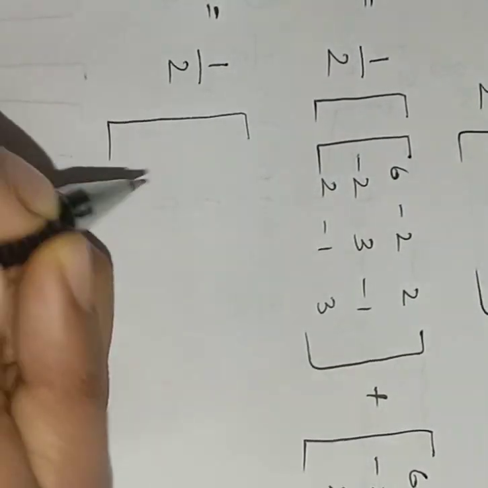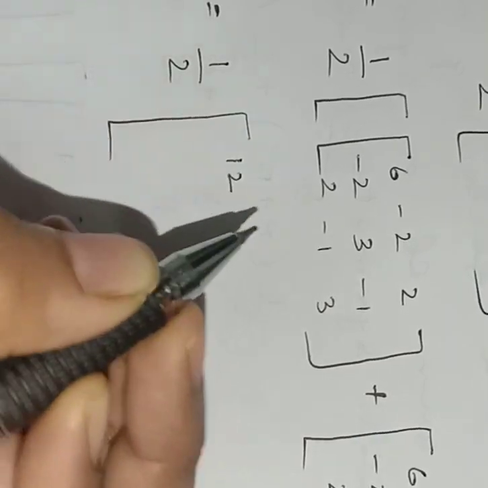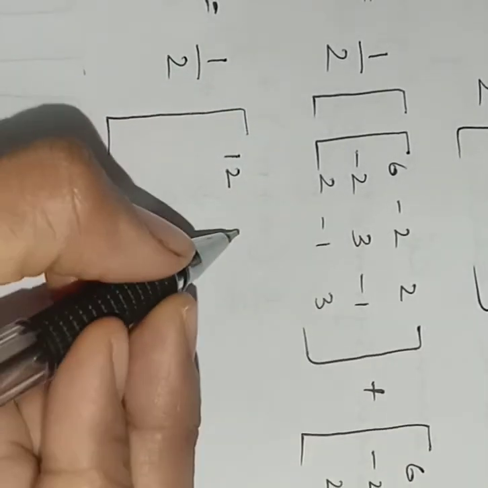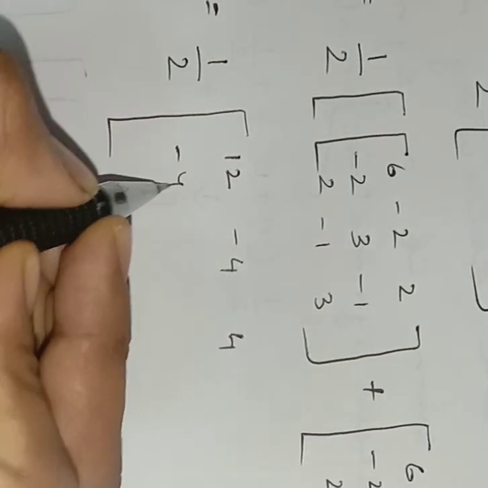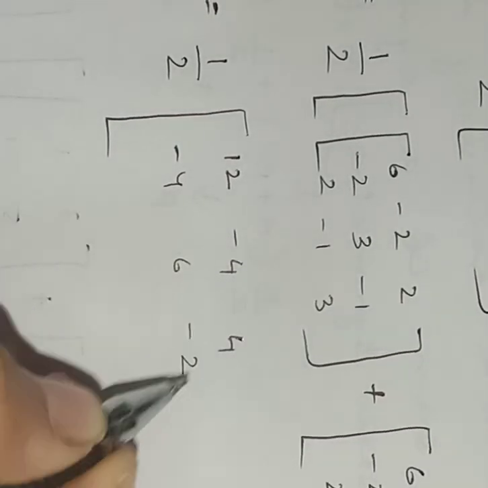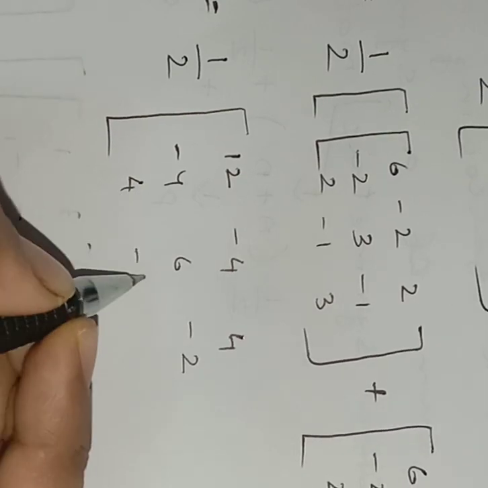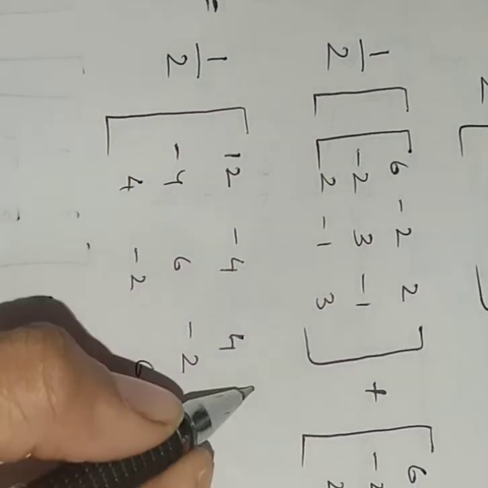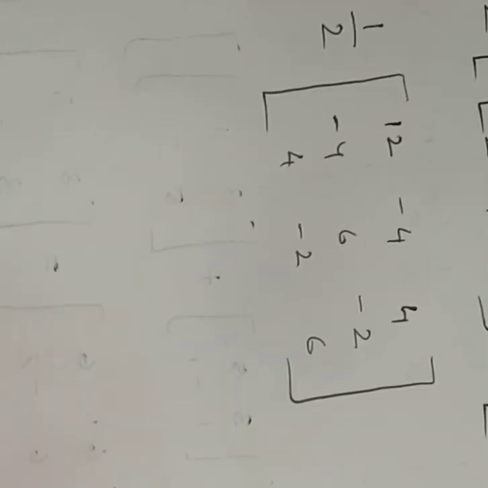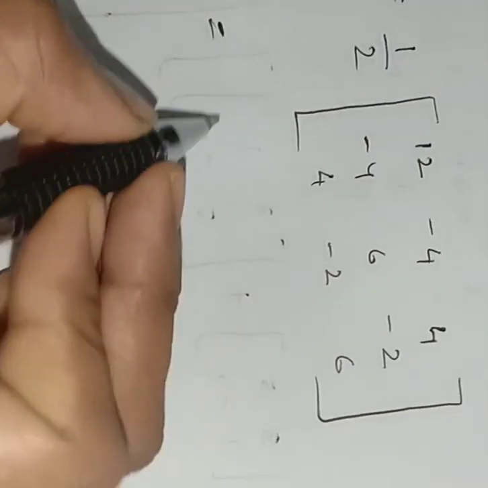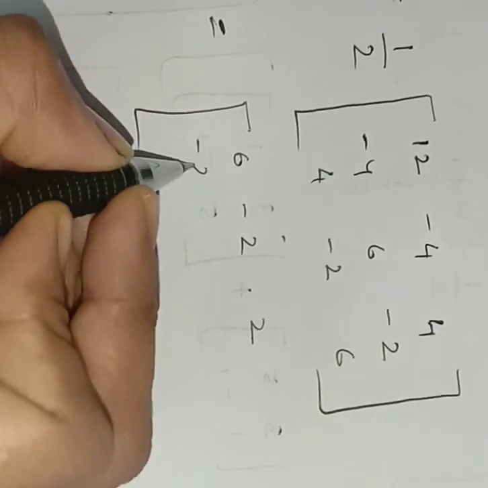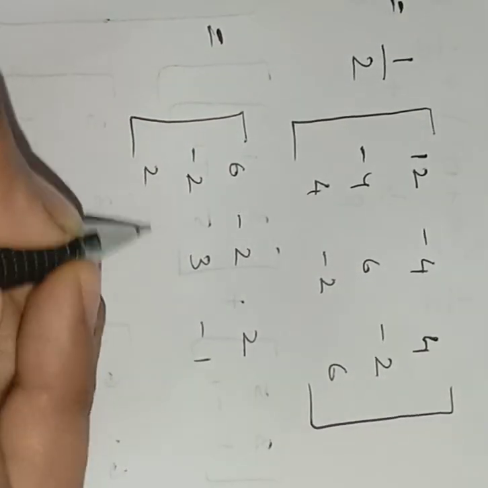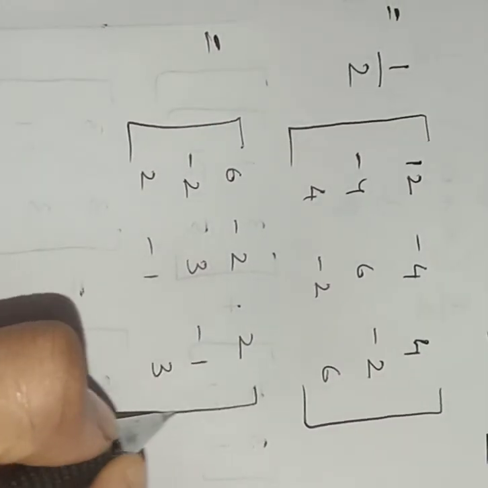A plus A dash. 6 plus 6 is 12. Minus 2 plus minus 2 is minus 4. 2 plus 2 is 4. Minus 4, 6 minus 2 is 4, minus 2, 3 plus 3 is 6, right? If you want, you can divide this by 2: 6, minus 2, 2, minus 2, 3, minus 1, 2, minus 1 and 3. This is your P value.